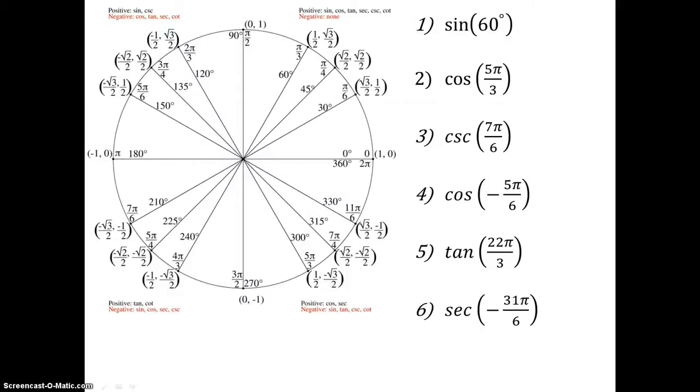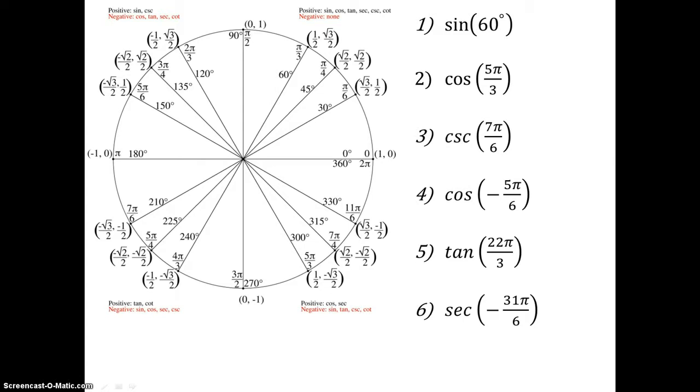Welcome to this video. I had some students who wanted me to go over a few more examples of how to use the unit circle to determine these cosines and sines and cosecants and all the trig of these special angles. So I'm going to go over a few more examples here.